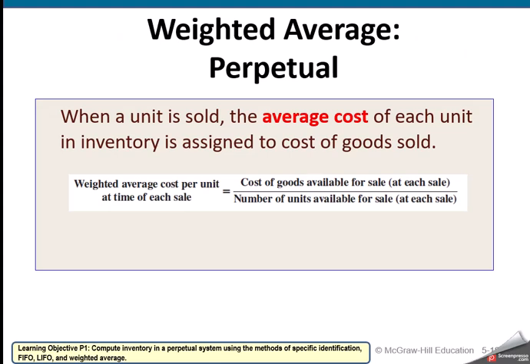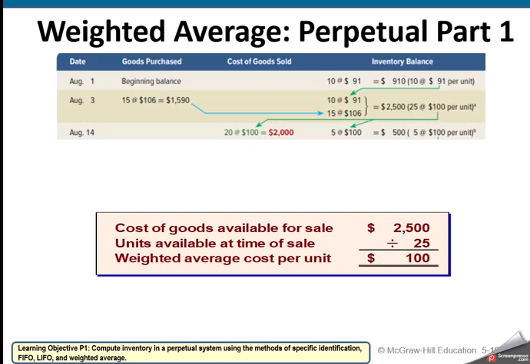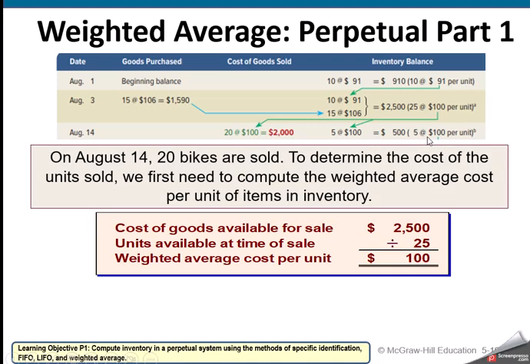The weighted average, I always feel like it's the easiest one. So you take your total costs available and divide it by your total number available. And then you get an average cost per unit. And then you're going to charge that out. So if you sold 20 units at $100 a unit, $2,000 is what we're going to charge off to cost of goods sold. That leaves 5 units at $100 a unit left in our ending inventory.